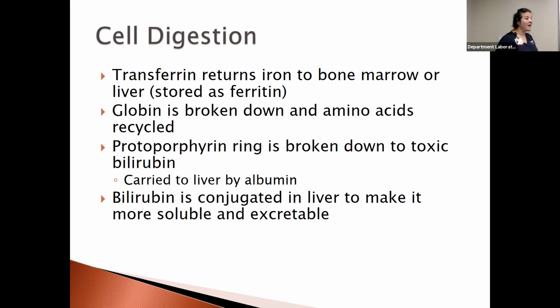That protoporphyrin ring 9 is actually going to be broken down into toxic bilirubin, all right? So albumin is our carrier protein. It will carry that bilirubin to the liver so it can be conjugated and excreted through stool and urine. And that conjugation of the bilirubin is going to occur in the liver. When we start talking about cell hemolysis, intravascular and extravascular, we will go in depth into the process of the breakdown of that protoporphyrin ring 9 and how it's converted to urobilinogen and conjugated bilirubin.